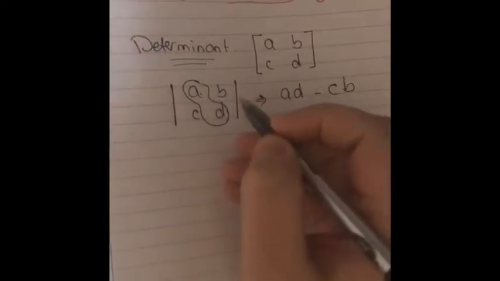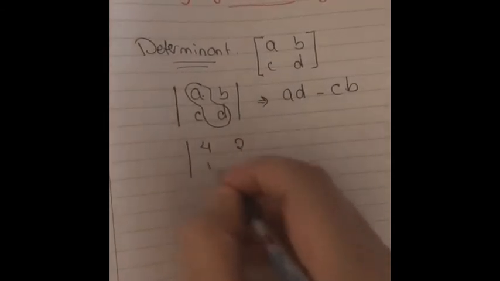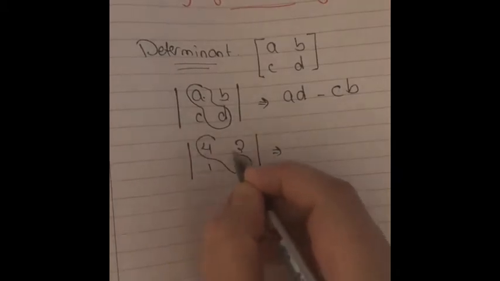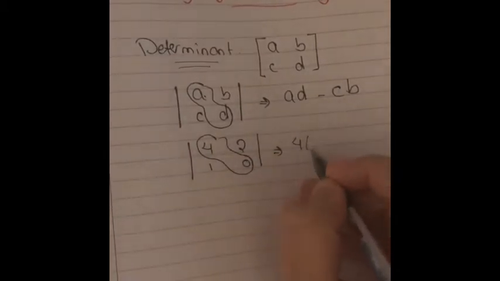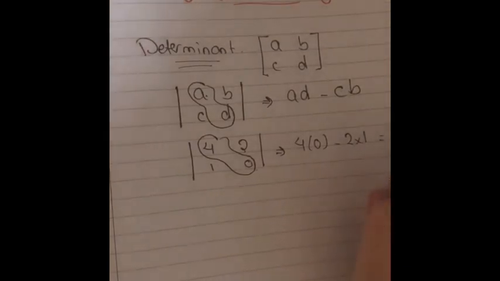AD minus CB. Okay, so for example, if I want to get the determinant of 4 2 1 0, I have to start from the upper left down to the right. 4 times 0 minus 2 times 1. So the answer is -2, and this is how you find the determinant.